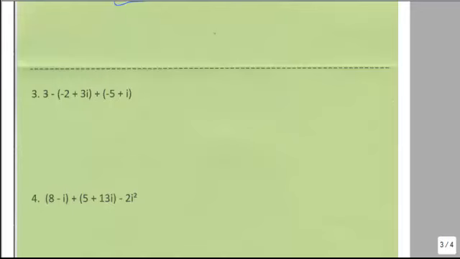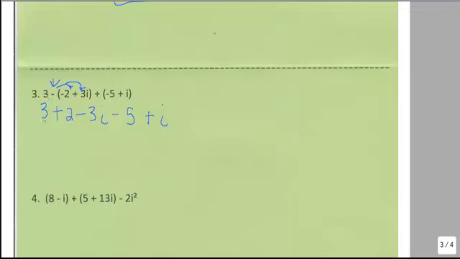Alright, so when we look at this one, what might be helpful, because of this little negative right here, is to rewrite these and distribute this negative as you go. So this would be 3 minus a -2 is a +2. The minus or negative times a positive 3i is a -3i. And then this plus means that those parentheses aren't necessary, so you can copy that over as well.